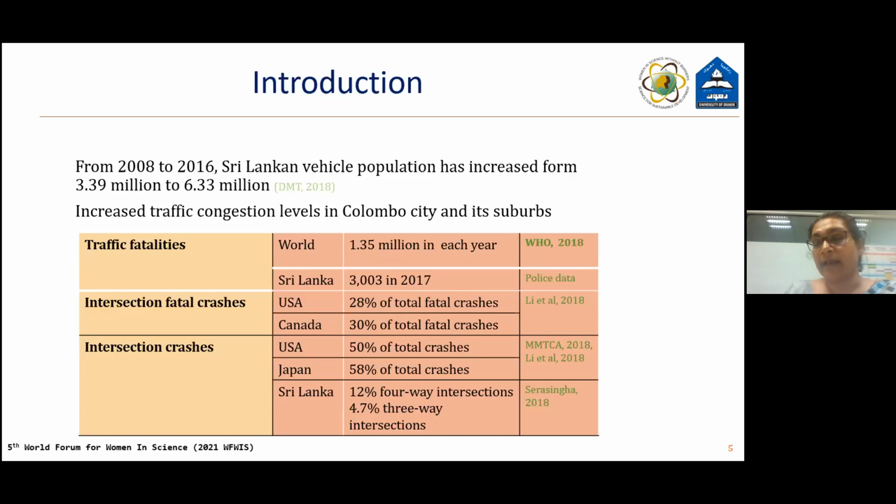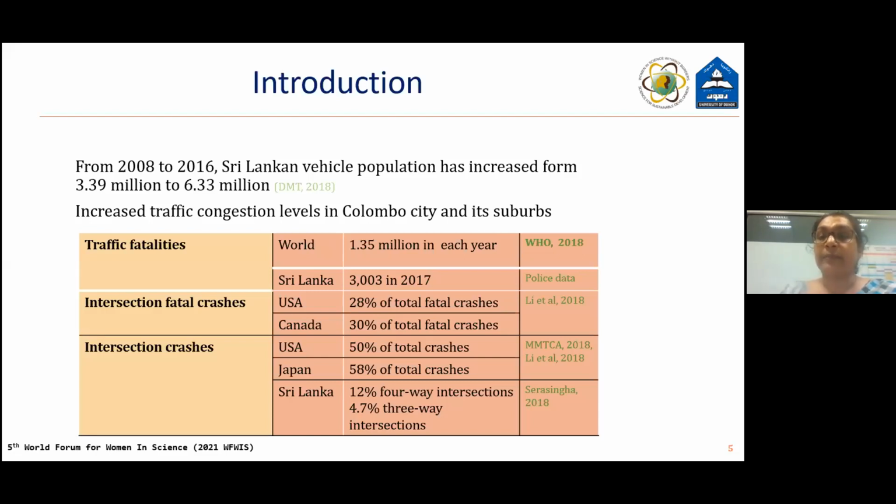In Sri Lanka, it's not for the whole country, but a study has been conducted in a small part of the country. It has been identified that about 12% of the crashes occurred at four-legged intersections, whereas almost 5% of the crashes occurred at three-legged intersections. But as I mentioned earlier, this data is not very accurate, so we may not be able to make a clear picture of that.